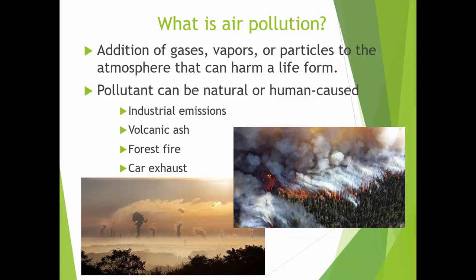A pollutant can be natural or it can be human caused. So an example of human caused would be industrial emissions or car exhaust, and those are the two biggest forms of human emissions and pollution in the atmosphere. But it could also be natural pollution sources such as volcanic ash and forest fires. And forest fires are particularly a problem out in the western U.S.